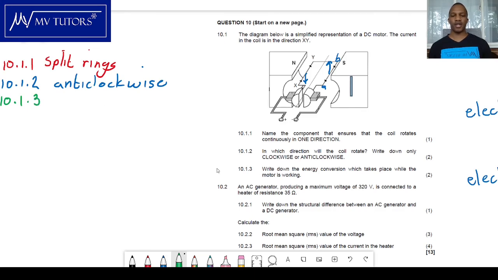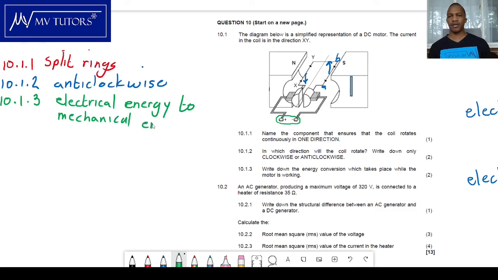10.1.3, that actually a motor, what it does, you can actually see here, there's a battery connected right over here. Got positive this side and negative this side. So it converts electrical energy to mechanical energy. Okay, so that's what it does, to mechanical energy. All right, let's read the next question.